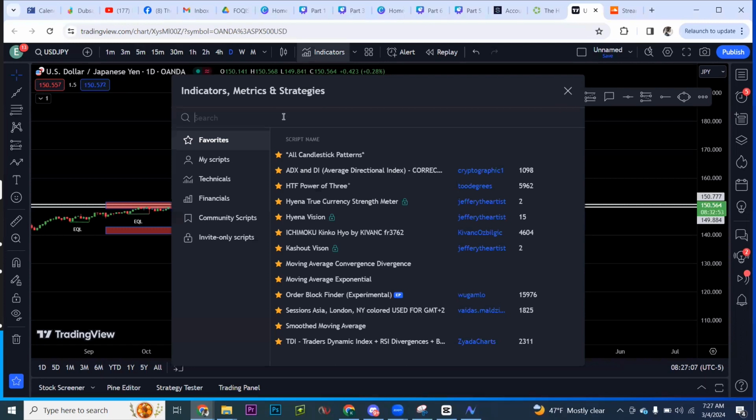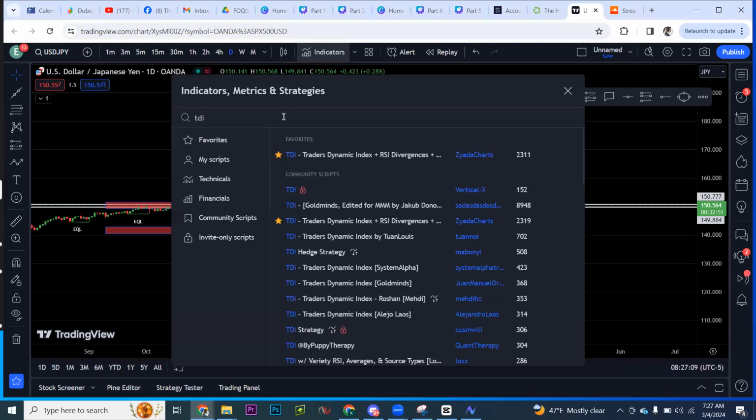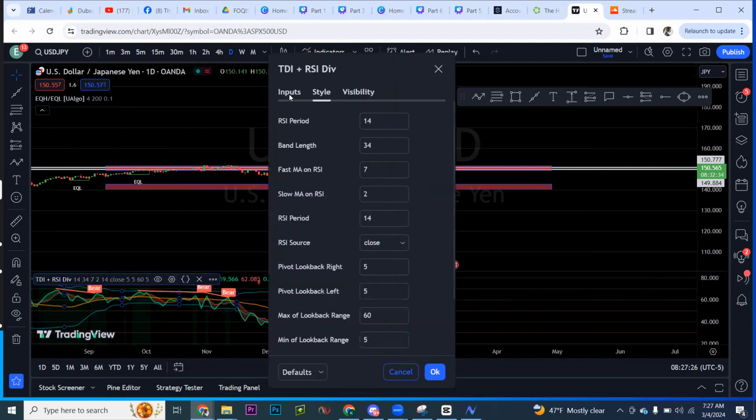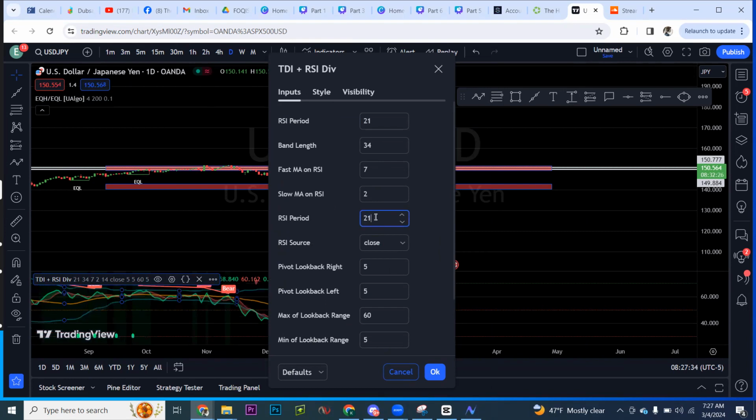Grab an indicator, TDI, Zayada charts, Traders Dynamic Index, RSI divergences. Click that one. And now I'm looking inside of here to change the settings, inputs. This first RSI period, 21. Second RSI period, 21. Click OK.